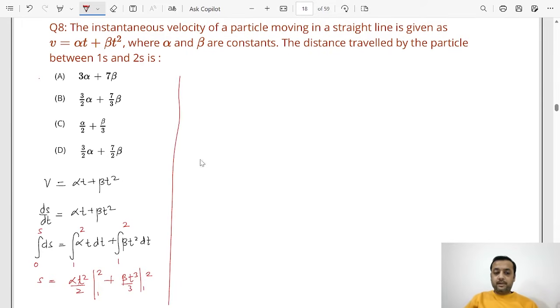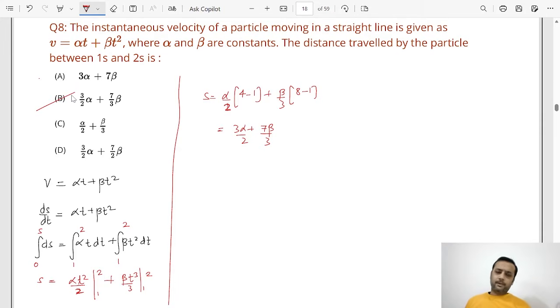So what are we going to get? This will be alpha by 2 into 2 to the power 2 minus 1, plus beta by 3 into 2 cubed, which is 8, minus 1. So this becomes 3 alpha by 2 plus 7 beta by 3. Sorry, 7 beta by 3, not 8 beta by 3, my bad. Yes, this 2 is also present. So option B will be the correct answer.